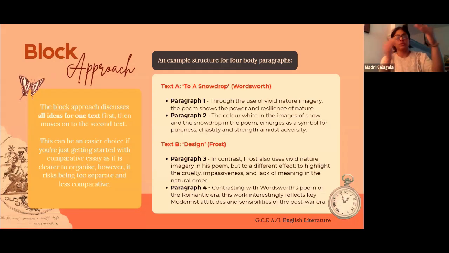Okay, so say we're starting from the beginning. Introduction: in this question, I will be analyzing To a Snowdrop and Design for these things. Then proceed to the body. Text A: analyze, analyze, analyze. Text B: analyze, analyze, analyze. And then the summary: in conclusion, you can clearly see text A is similar or different to text B in these ways. That's what is generally called a block approach.